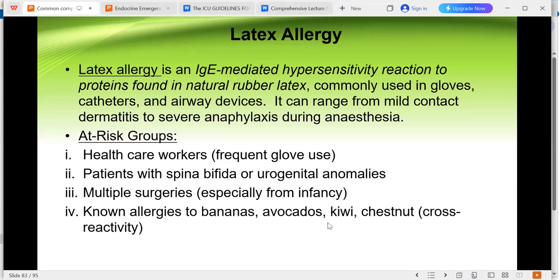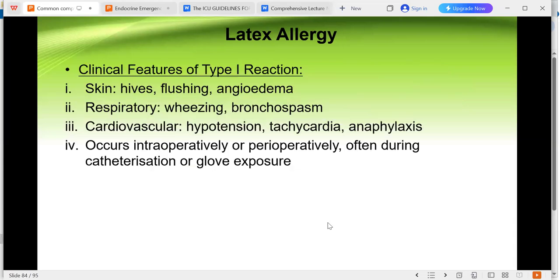You and I are at risk, those of us that use gloves regularly in ICU, in theater. Patients with spina bifida and urogenital anomalies that usually require frequent anesthesia and surgery, multiple surgeries especially from infancy. Patients who have known allergies to bananas, avocados, and the like. These are patients at high risk of latex allergy.